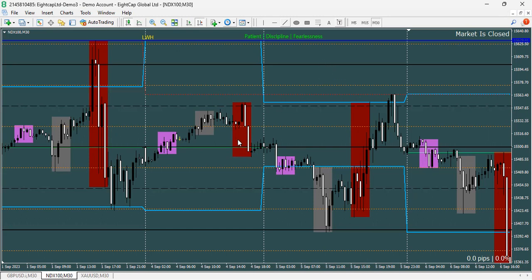So as you can see here, on September 4th, we know that September 4th was a bank holiday in the USA. So typically, most people don't trade when there's a bank holiday, but you know what I mean? I'm a scalper at the end of the day.